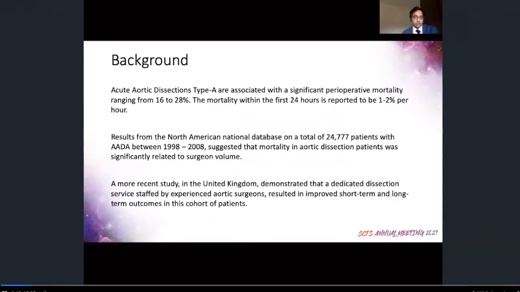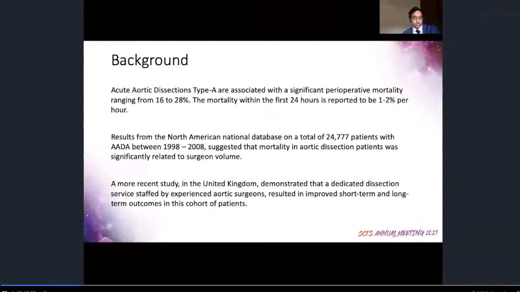Aortic dissections are, of course, associated with a significant perioperative mortality, ranging between 16 and 28%. The mortality within the first 24 hours is reported to be about 1 to 2% per hour. The relationship between surgical volume and outcomes has already been demonstrated across other specialties, and results from a North American database with 25,000 patients suggested that mortality in aortic dissection patients was significantly related to surgeon volume.